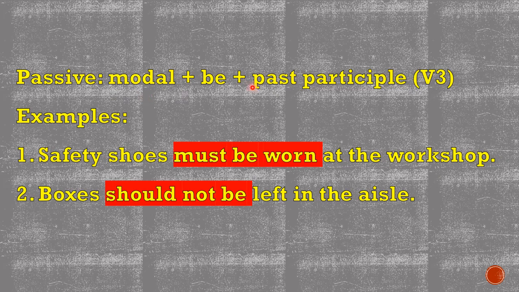Now, please, here we have grammar. We want to know how to form passive with modals. The rule is to use the modal followed by be and followed by the past participle, the third form of the verb: must, be, and past participle.